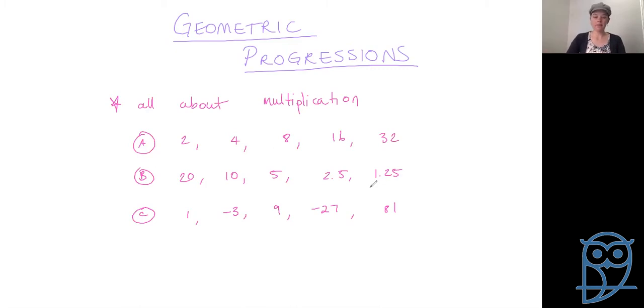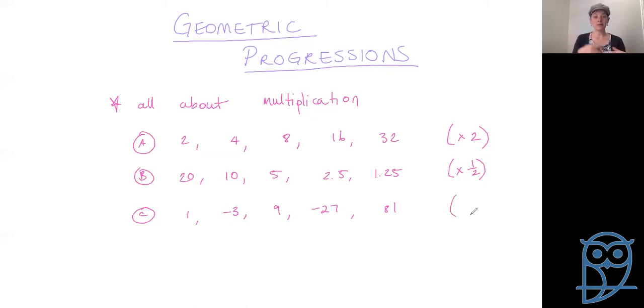So 2 to 4 to 8 to 16 to 32, here we're going times 2. 20 to 10 to 5 to 2.5, we're going times a half. So in the same way that there was no subtraction when we talked about APs, it was all about addition, even if it was addition of a negative number, here with the geometric progression, it's all about multiplication. There's no division. It is simply multiplication by a fraction. So we have our times 2, we have our times a half.